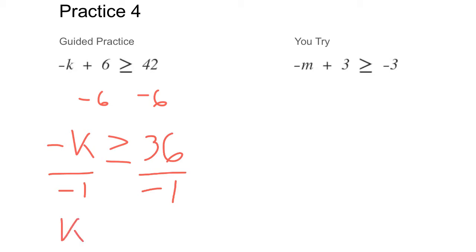That leaves me with k over here. That leaves me with -36 over here. And since I ended up dividing by a -1, I'm going to flip this sign. And that leaves me with k is greater than or equal to -36. Okay, now you do the U try.